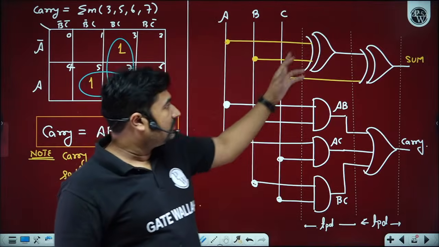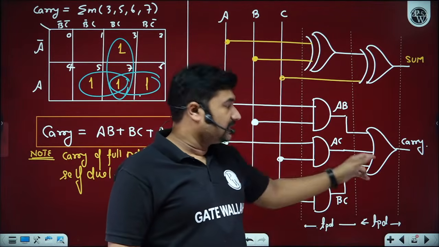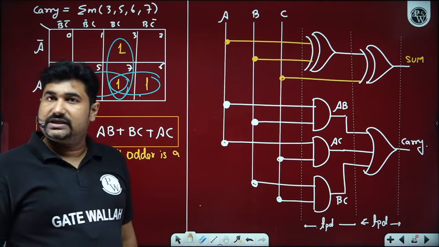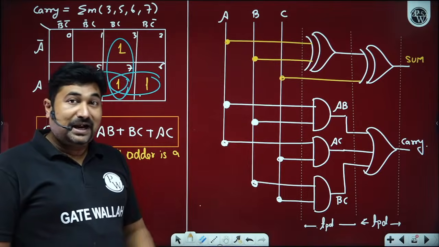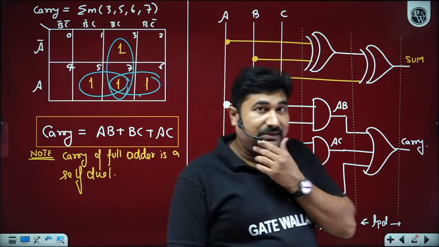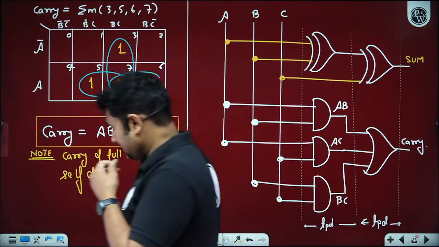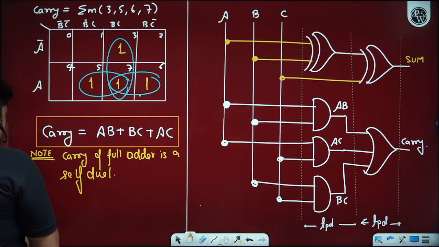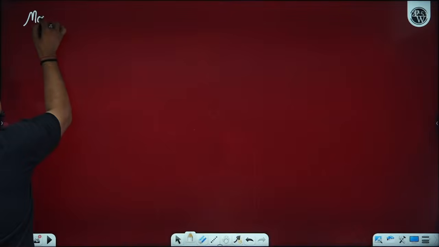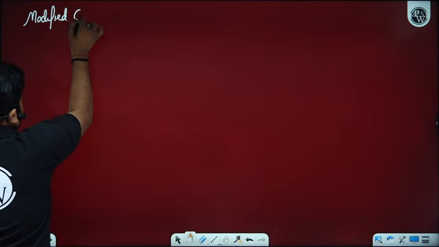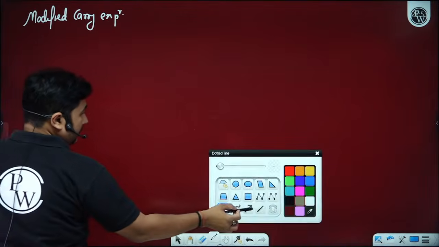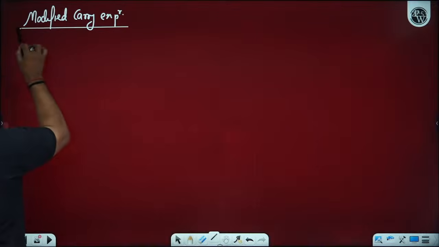What is the cost, sir? 1, 2, 3, 4, 5, 6. The cost of 6 logic gates comes to design this full adder. Is it okay? Yes, sir. At this time, some engineers started thinking, can we reduce the cost with the same delay? And with this thought, he started writing the modified carry expression. Is it okay? Great, sir.